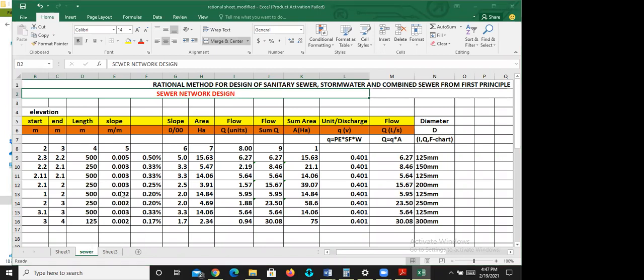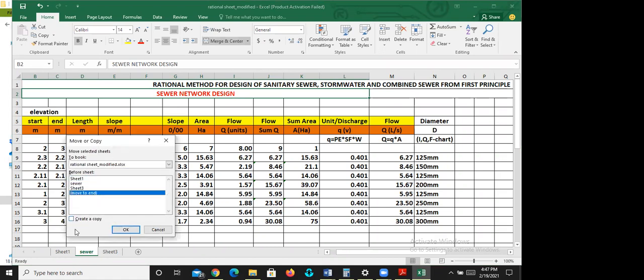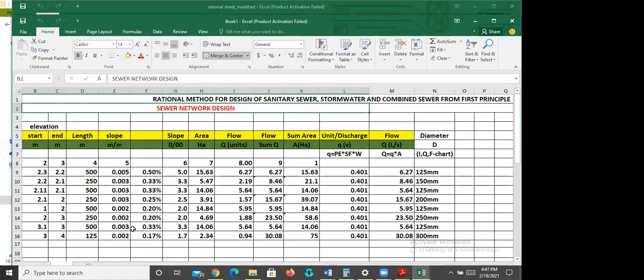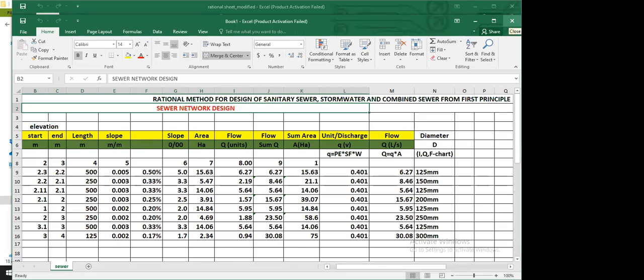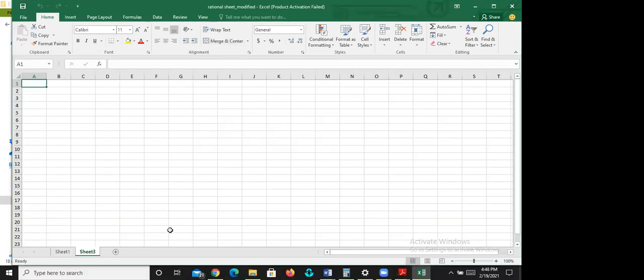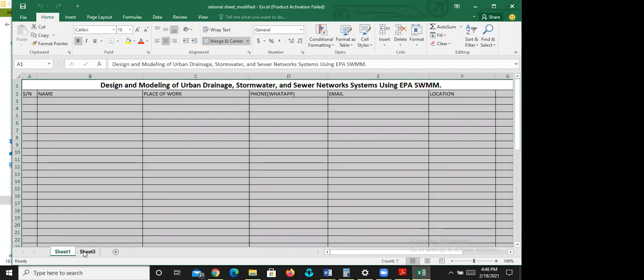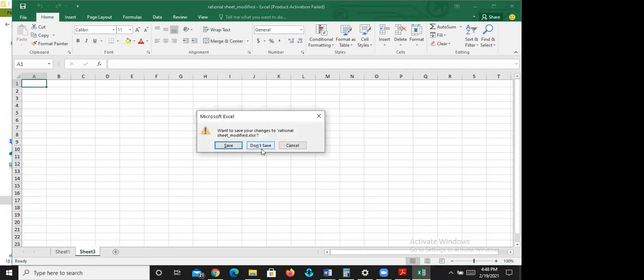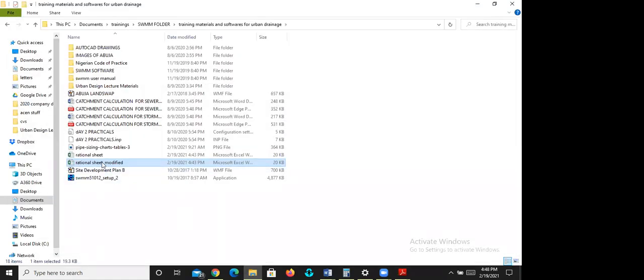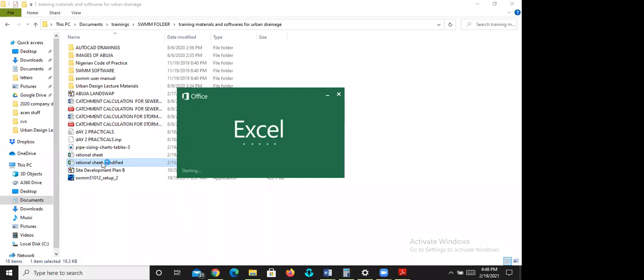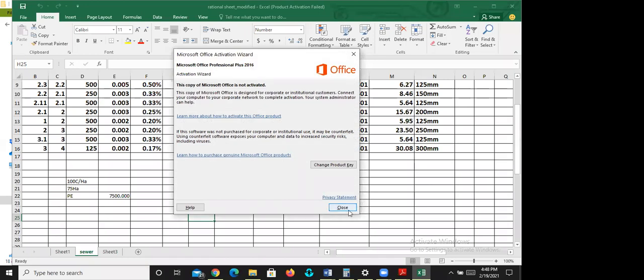You say move or copy. Then you say move. You click on create a copy and new workbook. I'll click OK. Okay, I don't want it to be on the new workbook. Sorry. So, okay, this is what I want to do.